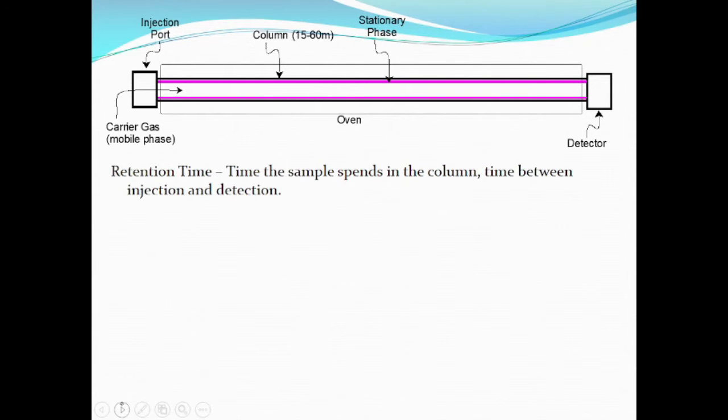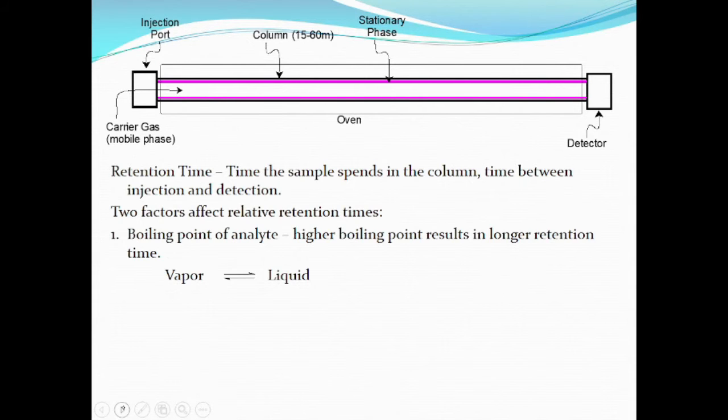So what we are measuring is first retention time. The retention time is basically a measure of the time from injection to detection, the time it spends in the column. And that will depend in part on the sample itself. There are two factors that affect retention time. One of them, as I mentioned, is this vapor-liquid equilibrium.